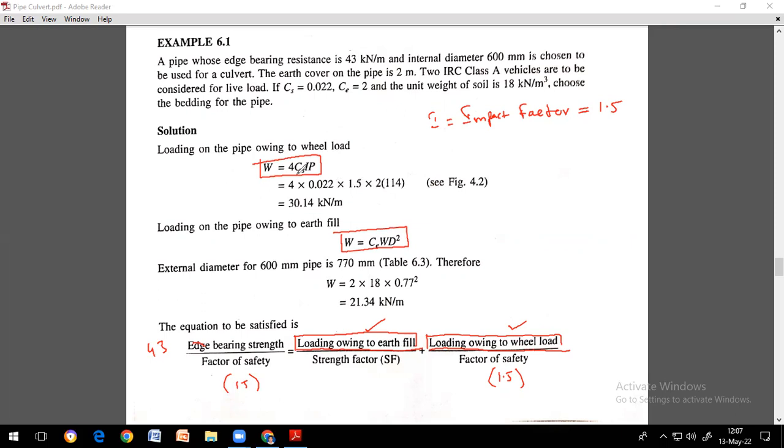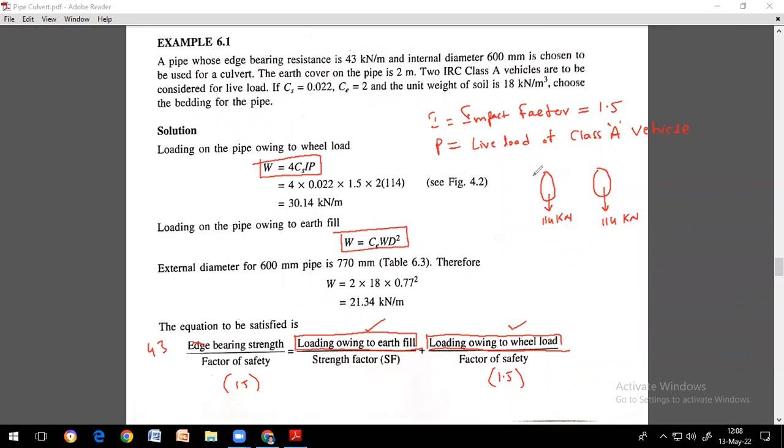So 1.5 into P. What do you mean P here? Can anyone tell me what do you mean P? Live load of class A vehicle. That is, the load of the class A vehicle. Okay. So class A vehicle, every tire will carry a load of 114 kilonewton. Class A loading tire load is 114 kilonewton.